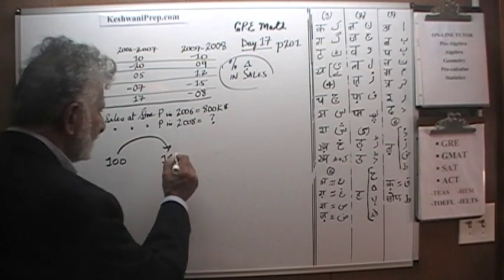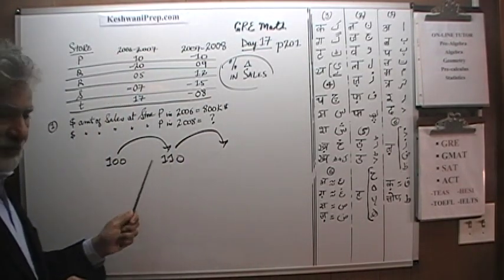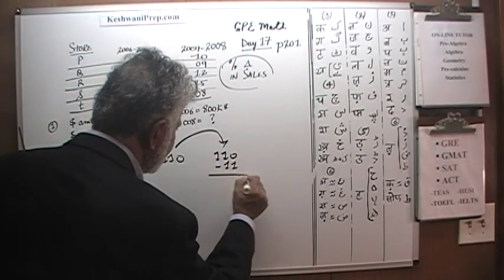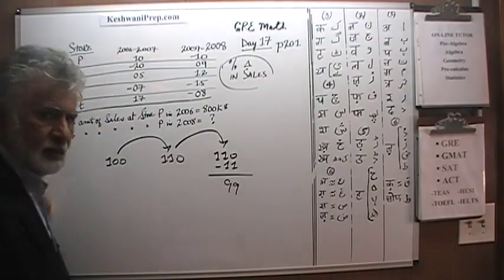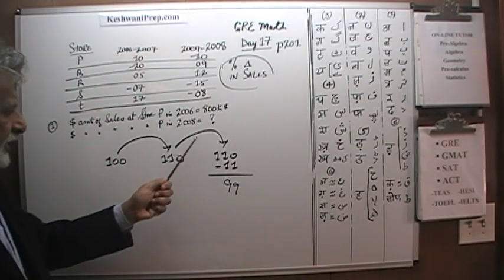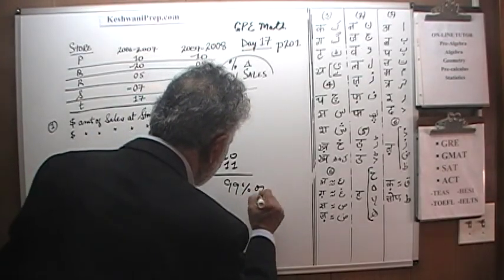When it goes down by 10%, we have to take 10% of this amount. 10% of this amount is 11. So we have 110 minus 11. We are at 99. So the answer to this question is, what was the sales figure at store P in 2008? Answer is, it is 99% of 800,000.